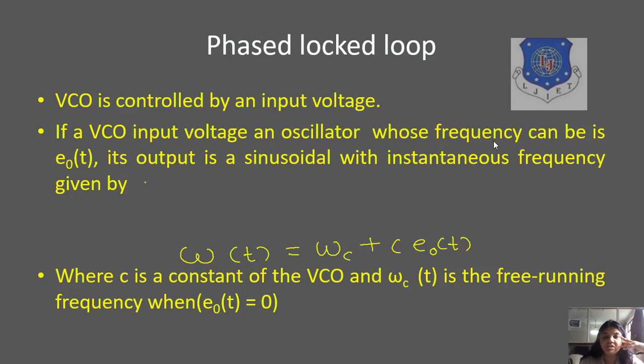when E0(t) is equal to 0. E0(t) would be 0 only when the input signal and the feedback signal are both the same. So E0(t) would be 0. That is only the ideal case, while these two components will be the same. In practical situations it would happen by adjusting the loop filter response, by adjusting the voltage controlled oscillator frequency.